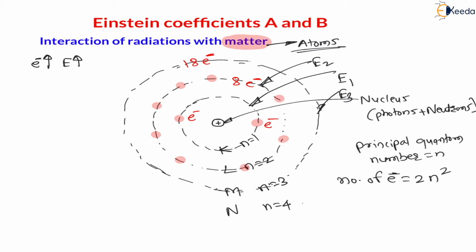Here, what will be the relation? Energy in the first orbit is less than energy in the second orbit, which is less than energy in the third orbit, and so on, right? This means in the nearest orbit, the energy level is less as compared to the outermost orbits, right?